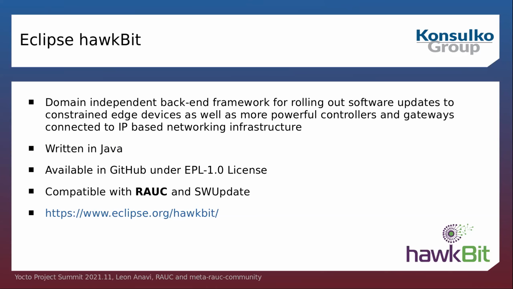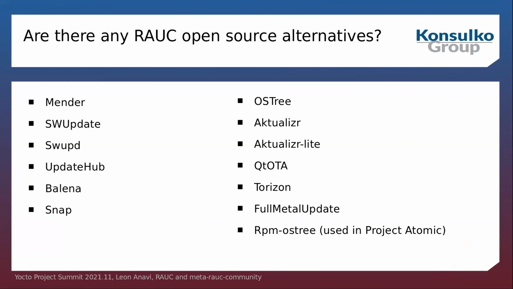Basically, the idea is that Eclipse hawkBit is the open source solution which allows engineers to control a fleet of connected devices and update them as groups, and see what's going on with these devices. You can learn more about Eclipse hawkBit at eclipse.org/hawkbit. And some of you might be wondering, are there any alternatives?